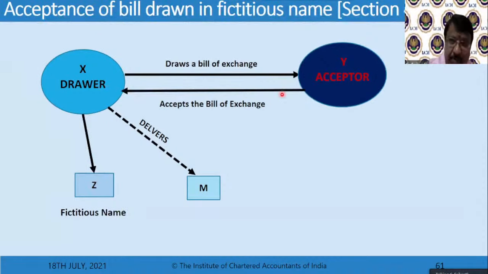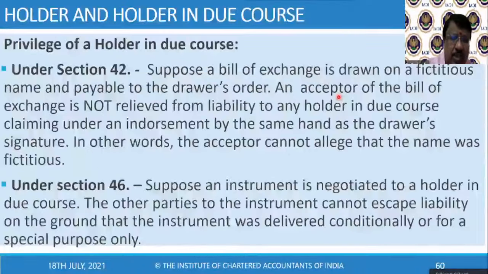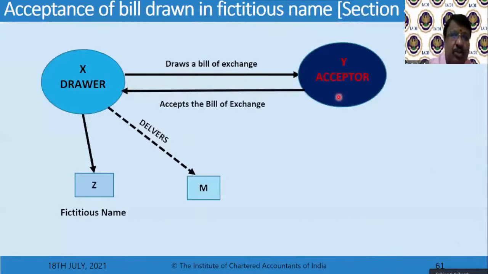After having got it accepted, X delivers it to M, endorsee. He endorses it. Okay, or maybe M is the payee on that instrument. Now M is not aware of this fictitious name and all. He's simply taking it. Now M is a holder and a holder in due course. So he presents it to Y. Y cannot say it is a fictitious name. He has to pay it.